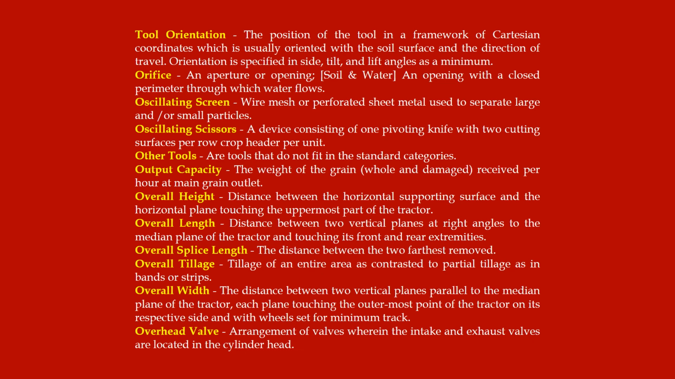Overall tillage. Tillage of an entire area as contrasted to partial tillages in bands or strips. Overall width. The distance between two vertical planes parallel to the median plane of the tractor, each plane touching the outermost point of the tractor on its respective side and with wheels set for minimum track. Overhead valve. Arrangement of valves wherein the intake and exhaust valves are located in the cylinder head.